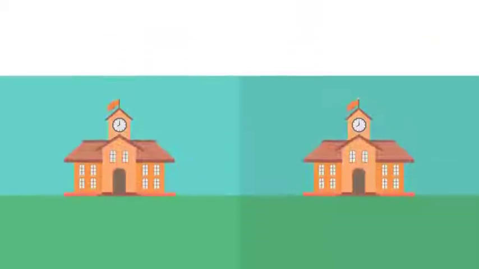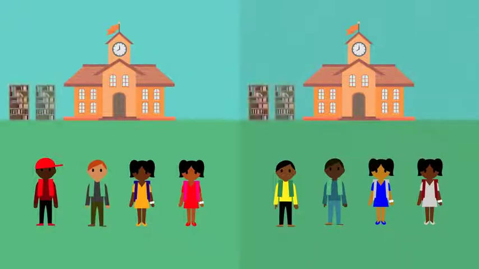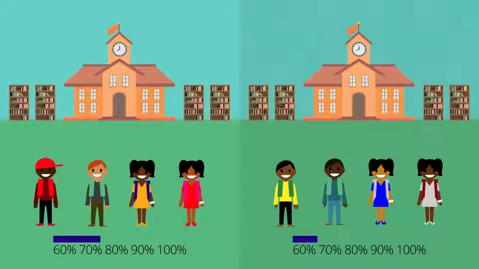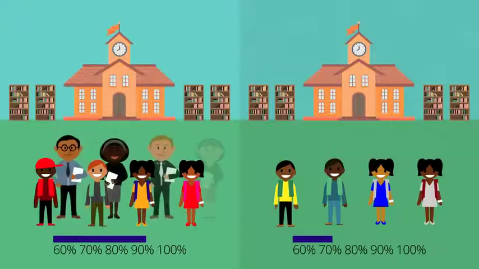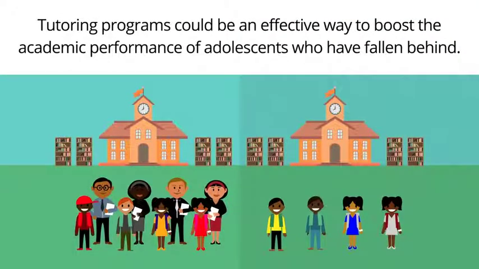When students are randomly assigned to be in either the treatment or control group, two groups are created that, prior to the program, are the same on average across several metrics, including level of school resources, motivation, teacher quality, and previous test scores. Therefore, any difference in average test scores at the end must be due to the tutoring program, suggesting that tutoring programs could be an effective way to boost the academic performance of adolescents who have fallen behind.